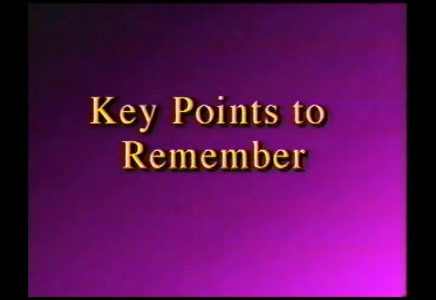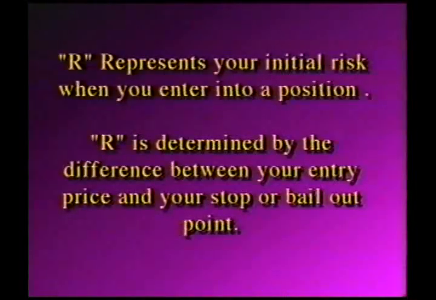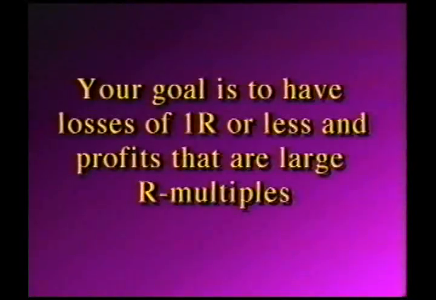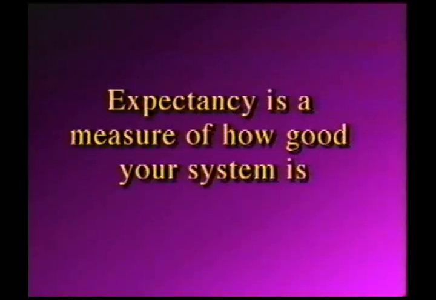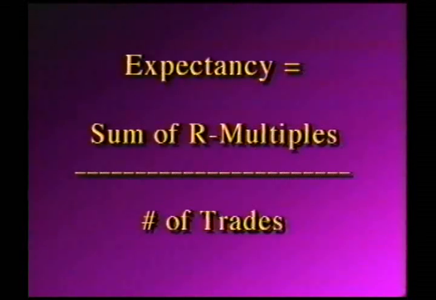Here are the key points you need to remember. R represents your initial risk when you enter into a position, and it is determined by the difference between your entry price and your stop or bailout point. Your goal in trading is to have losses that are 1R or less and profits that are large R multiples. Expectancy is a measure of how good your system is in terms of R. In our trading game, we made an average of 0.4R per trade. Expectancy can be calculated by summing your R multiples and dividing that sum by the number of trades.